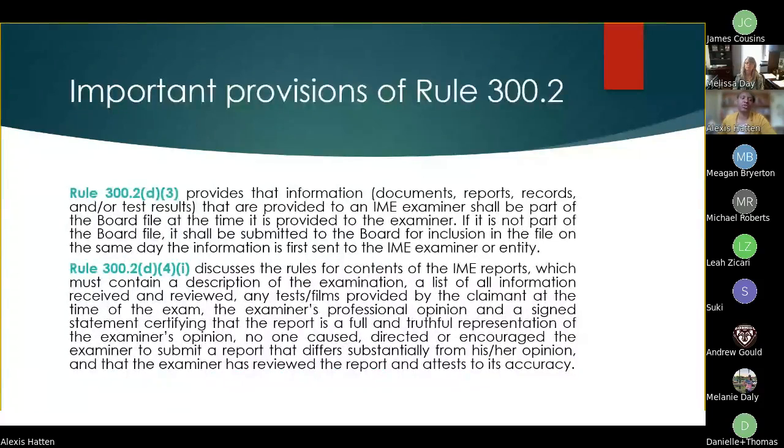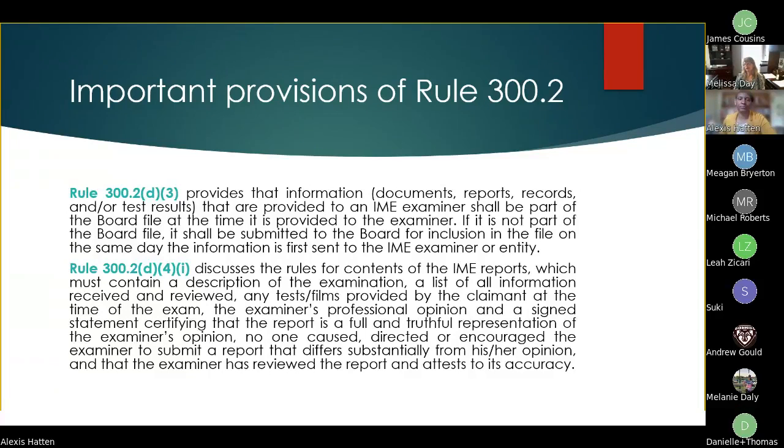And then there's rule 300.2 D3, documents that are provided to the IME examiner have to be part of the board file. If it's not in the board file, it should be submitted to the board file the same time it's given to the IME examiner or entity. And 302 D4I describes the contents of the IME reports. Basically, description of the examination, all the information received and reviewed, the professional opinion, and importantly, the certification that no one basically influenced the doctor's opinion.